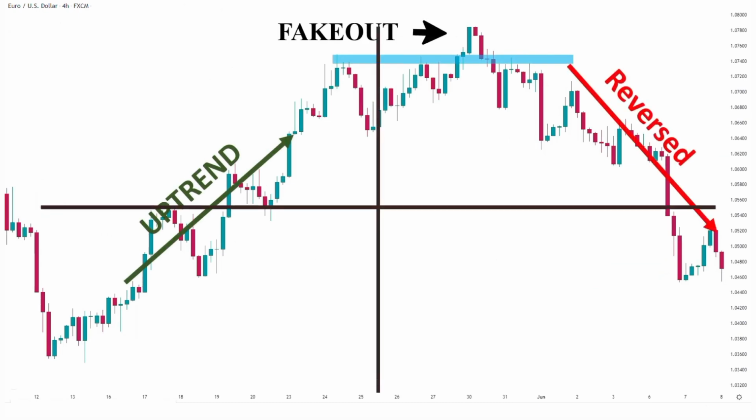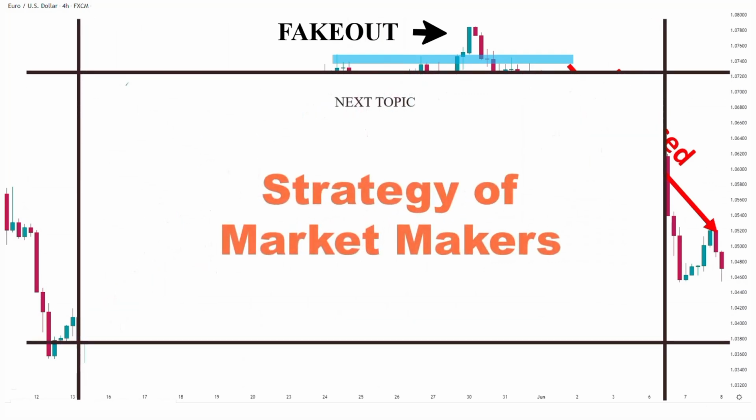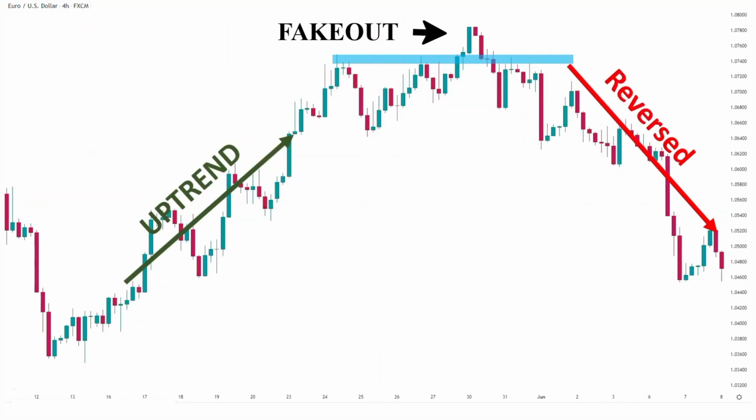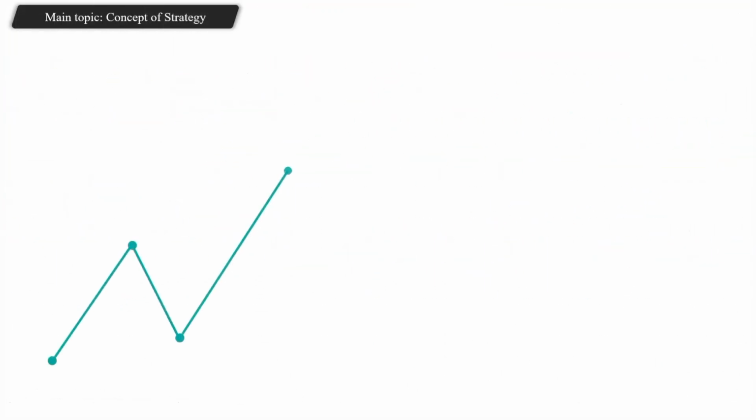Now that you know all the concepts required for the market maker's trading setup, let's jump into it. So once again, imagine that we are in an uptrend. And the market makers want to push the market from point A to point B, and let's suppose that they want to buy 1 million shares before reaching B.